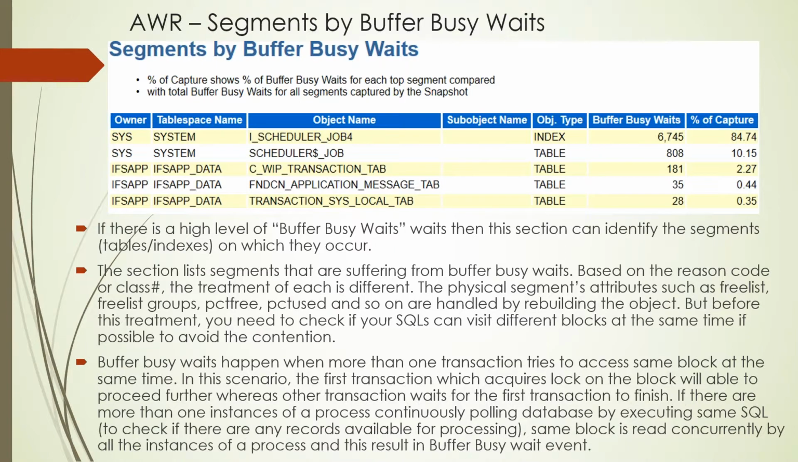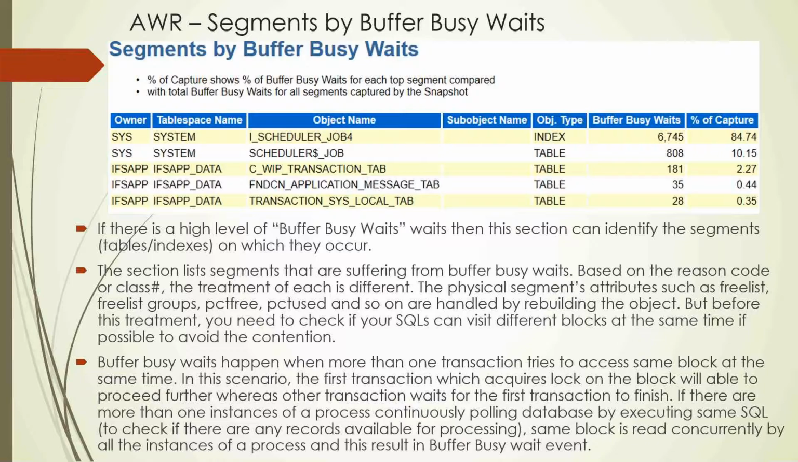In this case, you can see the scheduler job index, which is having 6745 buffer busy waits, and the percentage of capture is 84.74%. It's not actually a problem because it's a system tablespace, and Oracle is actually using this particular thing. So we don't have any specific application-related issue. So this is done for this particular section.